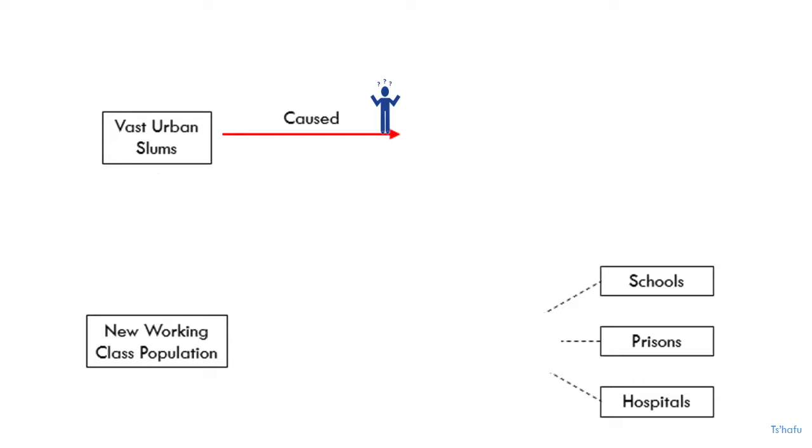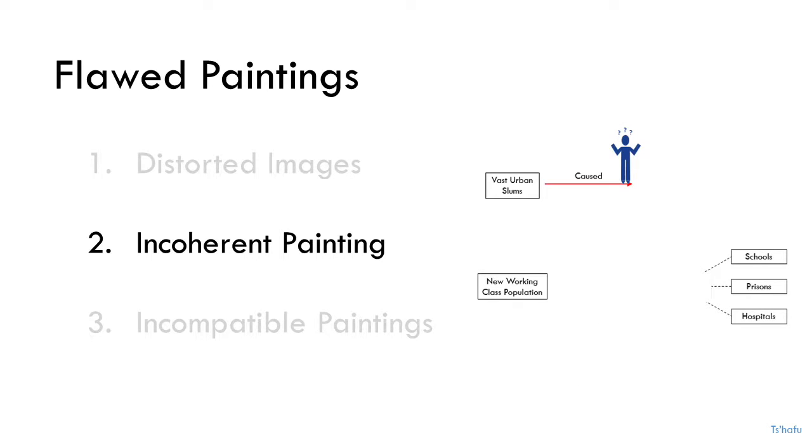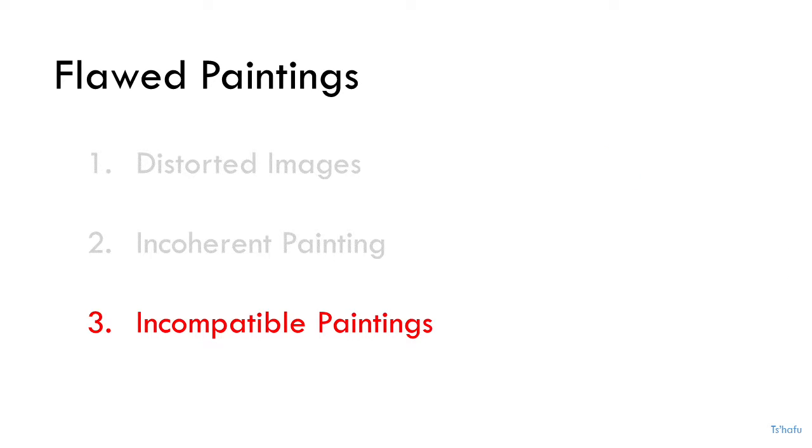They cannot move from one to the other. To you, when you were painting this picture, you forgot to make that link. You simply assumed your audience is going to be able to make that jump, but they can't. So that's what it means to present an incoherent painting, or an incoherent paper for that matter. All right, so that's the second. So let's move on to the third, the incompatible painting.